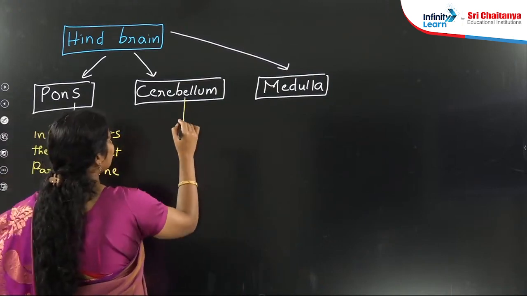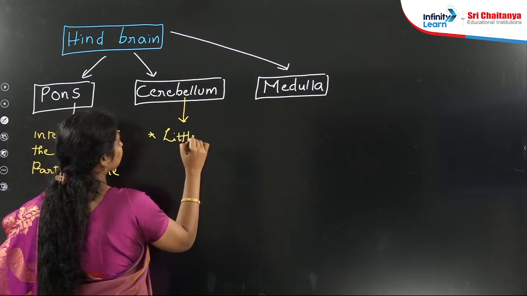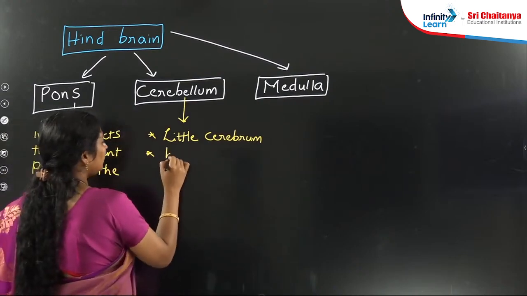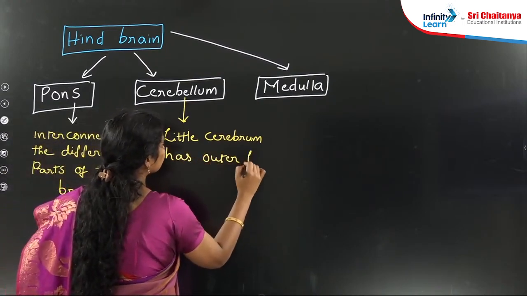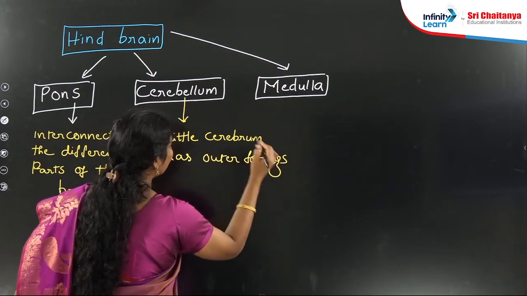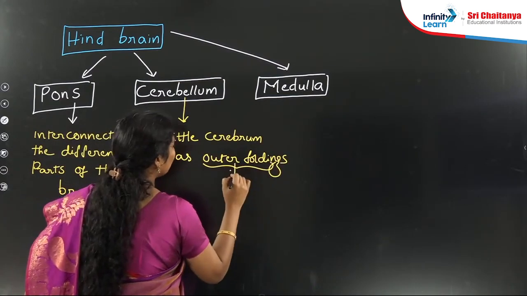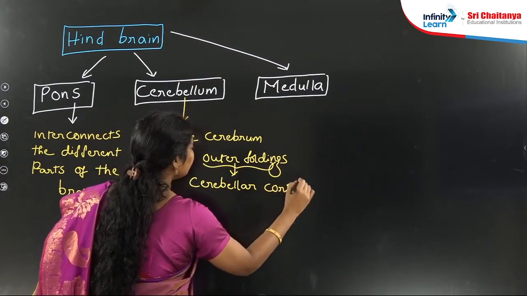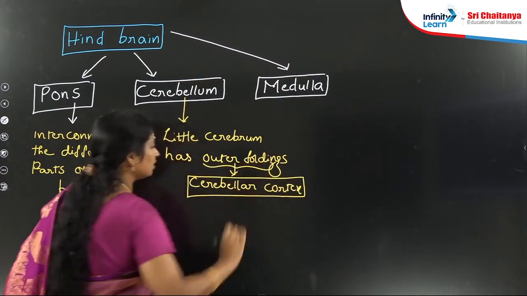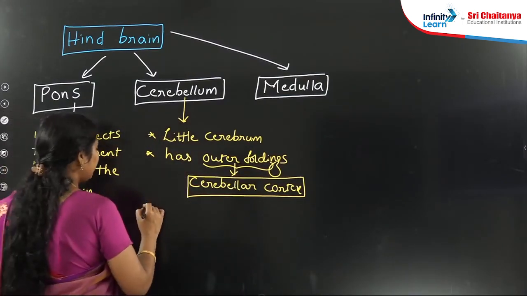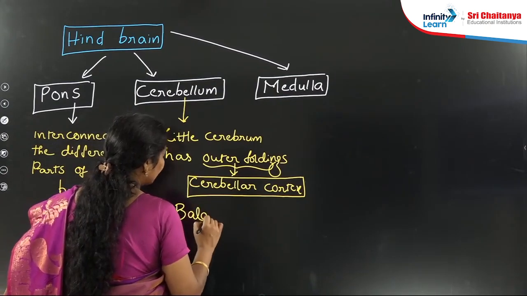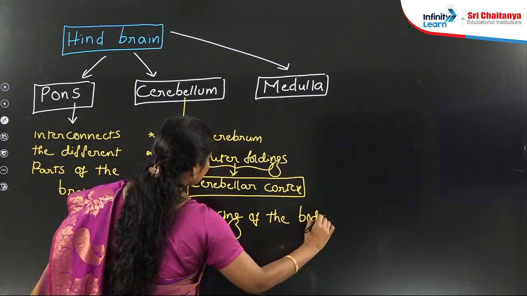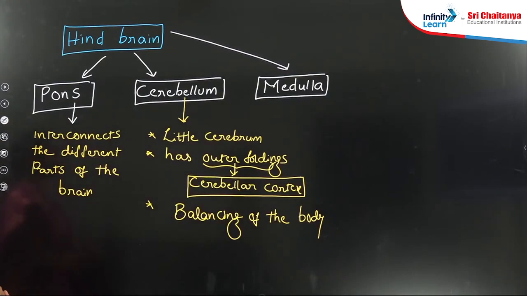Next, the cerebellum. The cerebellum is called the little cerebrum. It also has outer folding structures, known as the cerebellar cortex, and it also appears grayish in color. This cerebellum plays an important role in balancing of the body. So this is the cerebellum, and the last portion is the medulla.